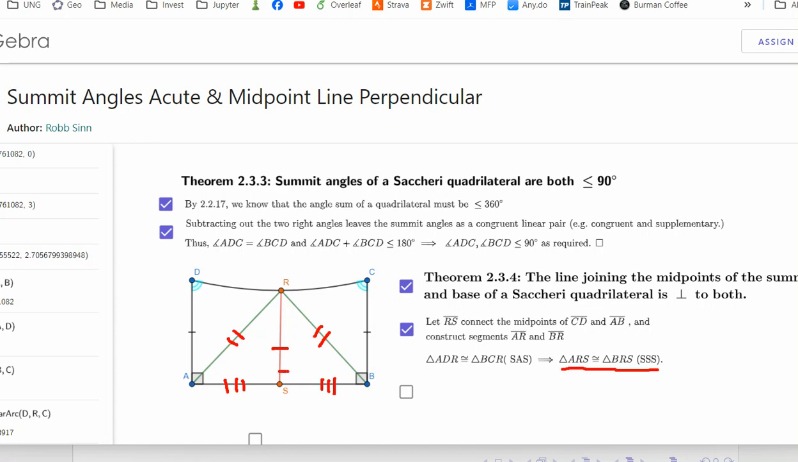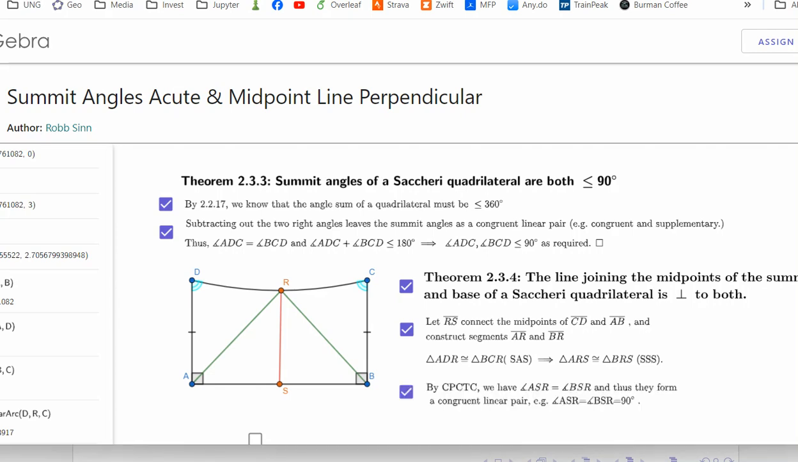And what do we have? We have two angles that are congruent to each other, but they're a linear pair. So we have this congruent linear pair, right? We know that the measure of ASR plus the measure of BSR is equal to 180, but they're equal to each other. So I can just subtract one out. Then I know that ASR is equal to 90 degrees, but it's also congruent to the angle BSR, so the measure of BSR is also 90 degrees.